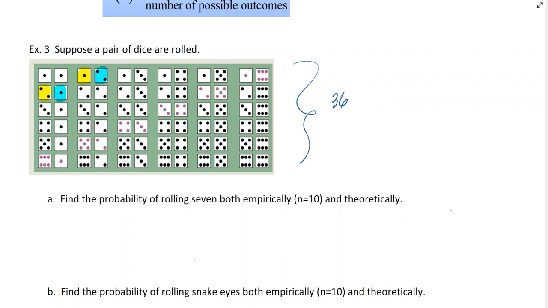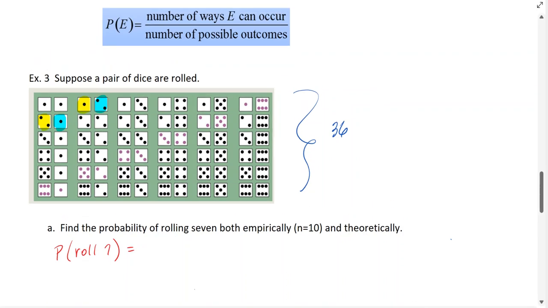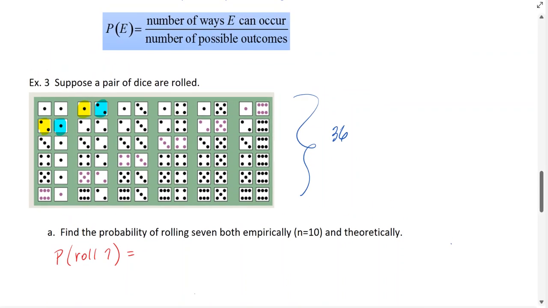So the question we want to first answer is: find the probability of rolling a 7, and we're going to do this both empirically and theoretically. I'll explain what those two terms are in just a moment. So I want to know, what's the probability, capital P, of rolling a 7? That's the event I'm looking for. Well, what are all of the possible outcomes that can occur from rolling 2 dice? 36 possible outcomes go in the denominator.